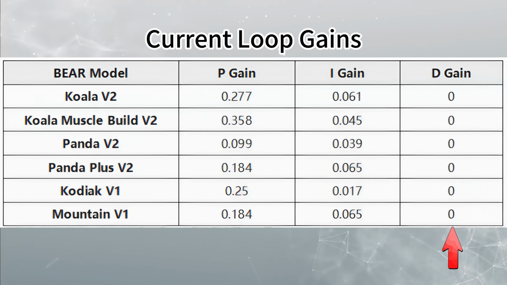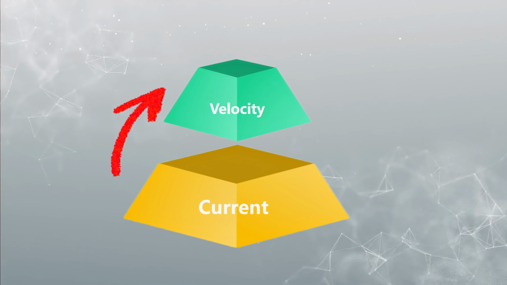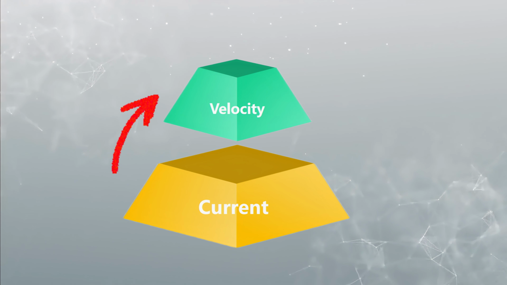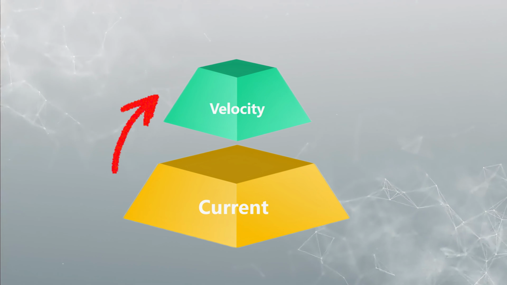Here is your first critical pitfall warning. The current loop D gain must always remain at 0. A stable current loop is the foundation of everything else. Once your current loop is rock solid, we can move up to mode 1, velocity mode.